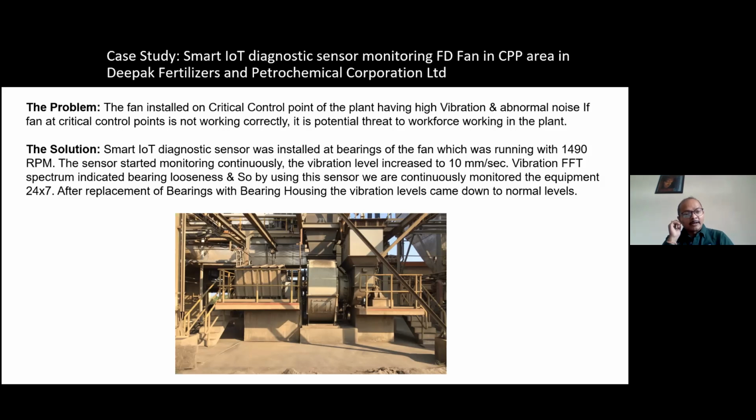I will now request Amit Saluja from NASSCOM to give his views about the session and maybe talk about a few aspects around the usage of IoT in maintenance. Amit, if you are there, if you can unmute yourself, please. Yeah, thank you, Atulji. I think this was a great session.